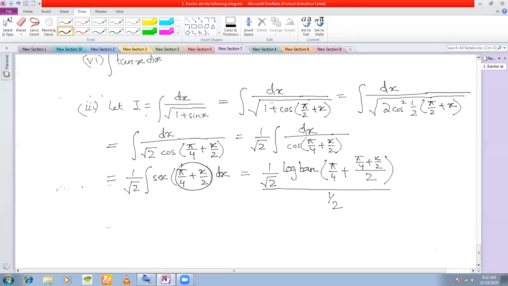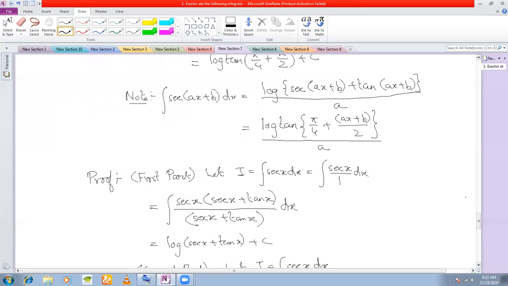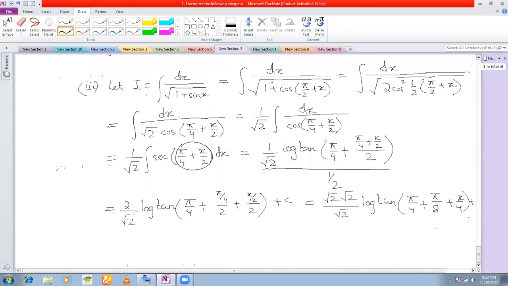So now what you can do here is write this as 2 by root 2 times log tan of pi by 4 plus pi by 4 by 2 plus x by 2 by 2, plus a constant. And 2 you can break up as root 2 into root 2, and you can write this as log tan of pi by 4 plus pi by 8 plus x by 4, plus a constant of integration c.